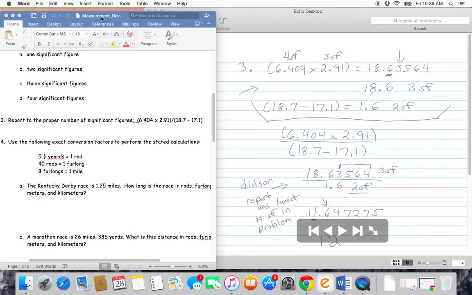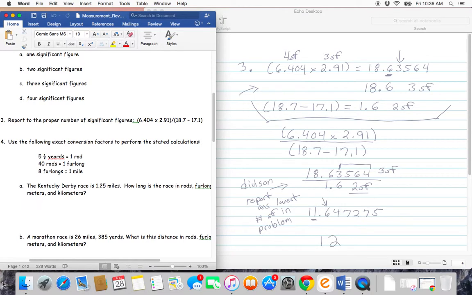Okay, moving on, let's do a couple problems, specifically one problem that I see on measurement review, which we didn't get to in class: the computation of different mathematical functions, multiplication, division, adding, and subtracting, and how to report the proper number of significant figures based on our significant figures rules. So let's look at number 3 on measurement review.